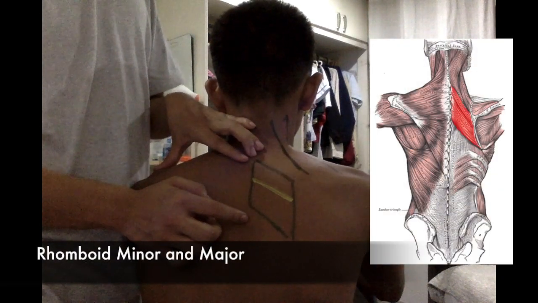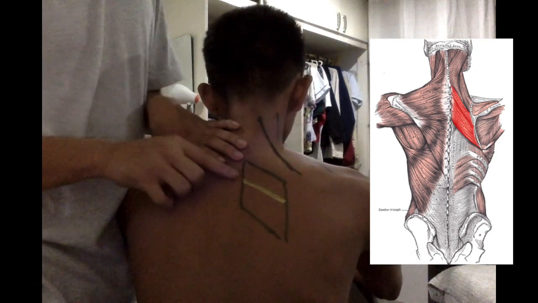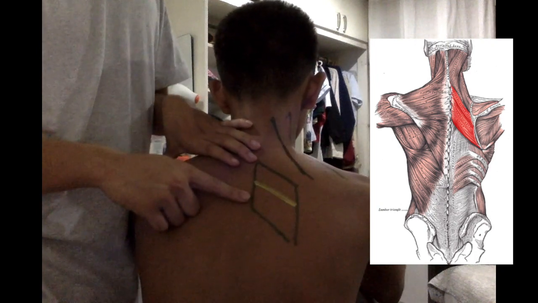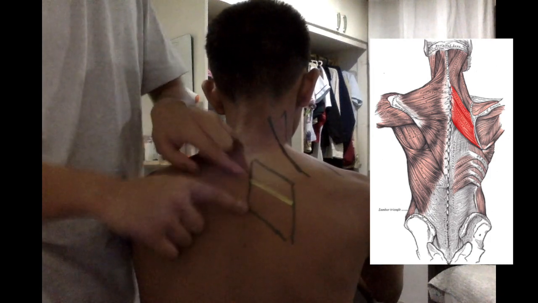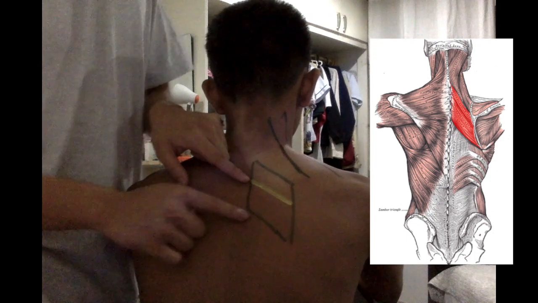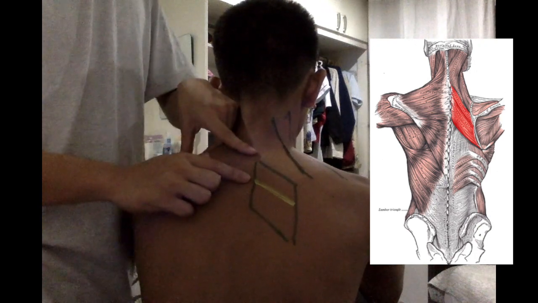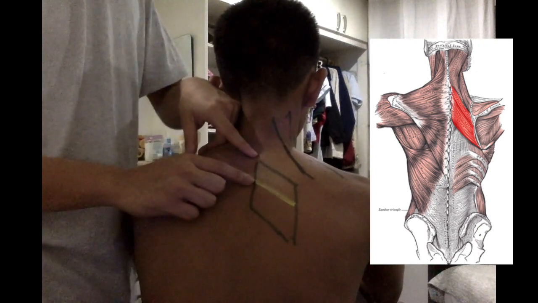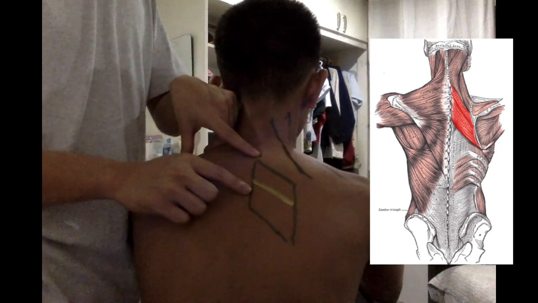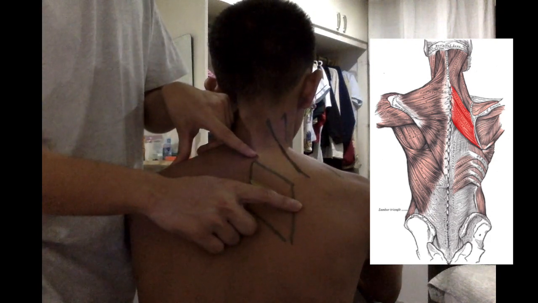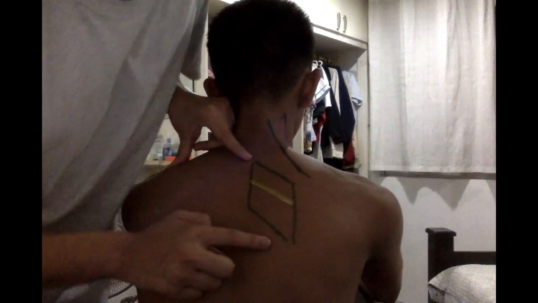The rhomboid major is the muscle here, the bottom, while the rhomboid minor is situated above it. As you can see, may hati na yan, may yellow line. The origin of the rhomboid major is in the spinous process of T2 to T5, while its insertion is in the medial border of the scapula. So, dito siya. And for the rhomboid minor, its origin is in the spinous process of C7 to T1, right above rhomboid major, and its insertion is situated in the medial border of the scapula as well, right above the insertion of the rhomboid major.